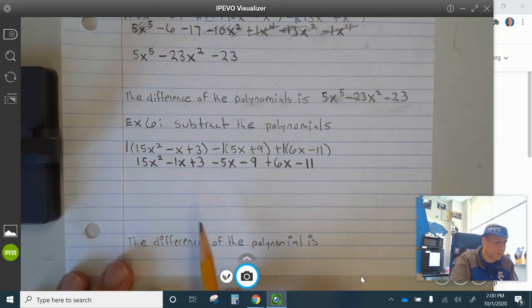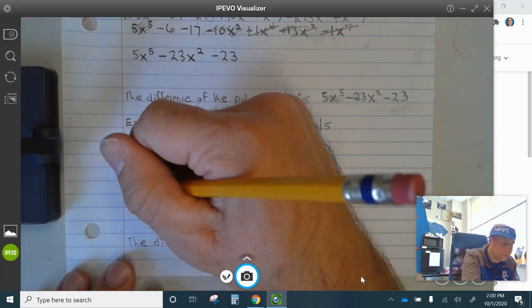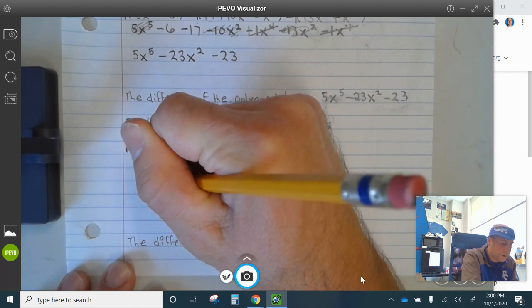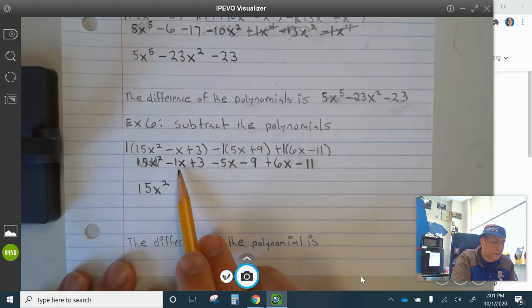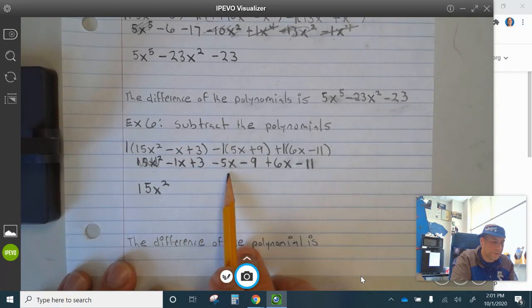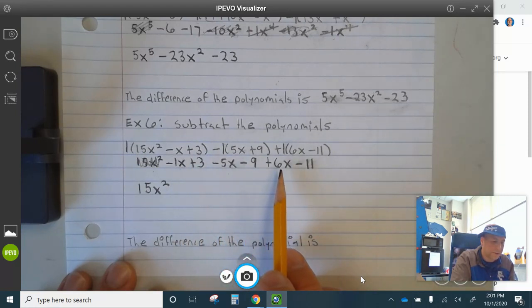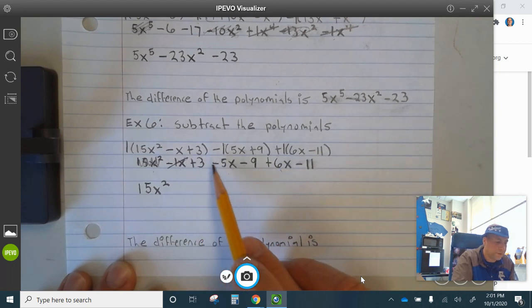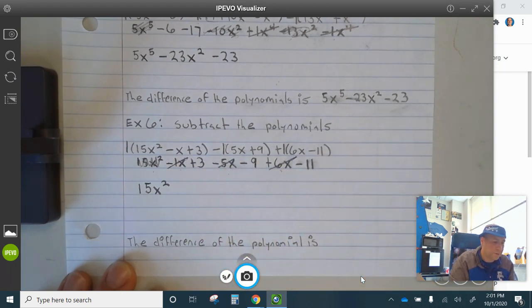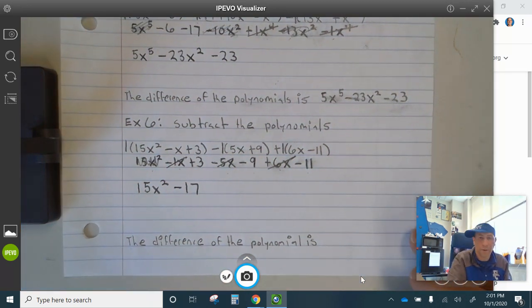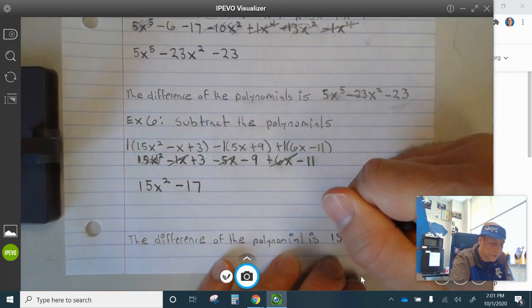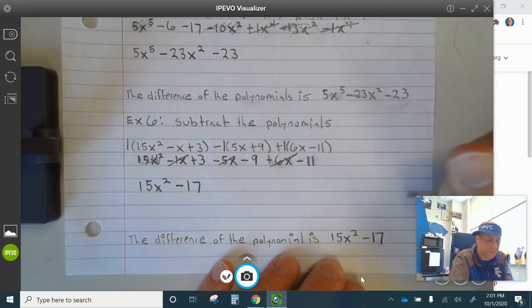Okay, combine terms. We only have the 15x squared, so that's 15x squared, so we're done with this. Negative 1x and negative 5x is negative 6x, and negative 6x combined with the 6x cancels, so this and this cancel. So now you're left with 3 and negative 9 is negative 6, and negative 11 combines to be negative 17. So the difference of the polynomial is 15x squared minus 17.